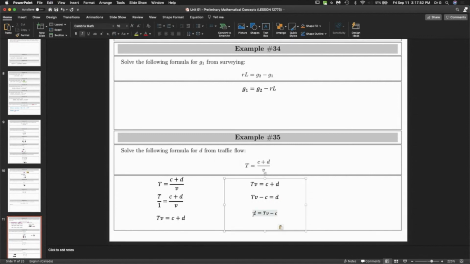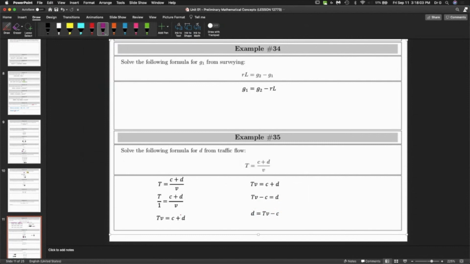Could you divide the t1 by v? I cross multiplied. What I did here, Victor, was I cross multiplied. I did t times v, and then I did 1 times that, all of it.